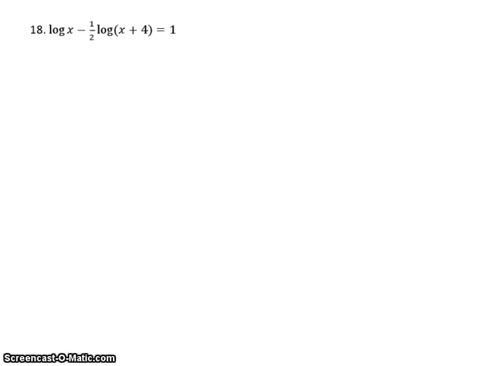Hey everybody, let's go ahead and finish the study guide here today. And we're going to start off with problem 18. Our objective is to solve for x.